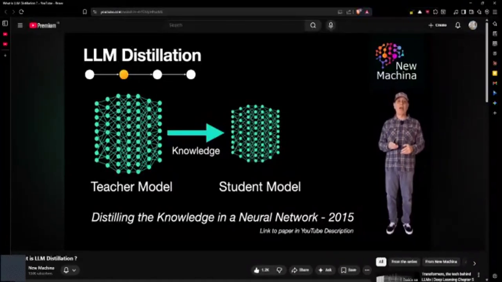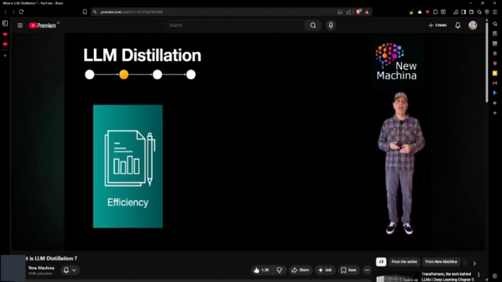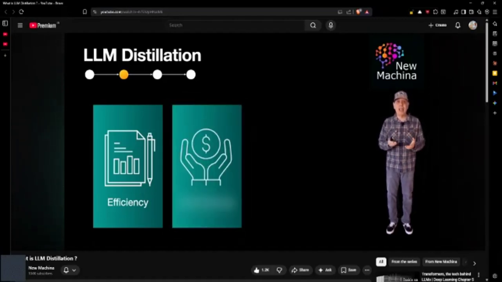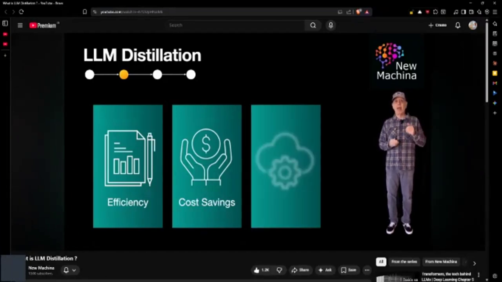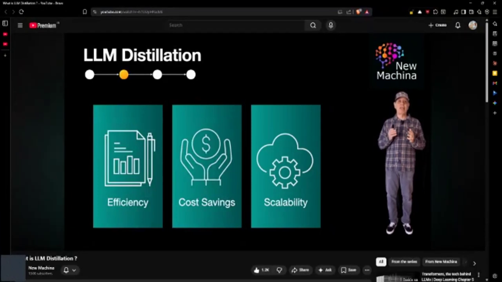So why use LLM distillation? Well, one big reason is efficiency. Smaller LLMs require less computational power, making them suitable for edge devices or low latency applications. And with better efficiency, you get cost savings. Reduced resource consumption leads to lower inference and operational costs. Additionally, with more efficiency, you can scale up to more user tasks with less need for massive infrastructure.